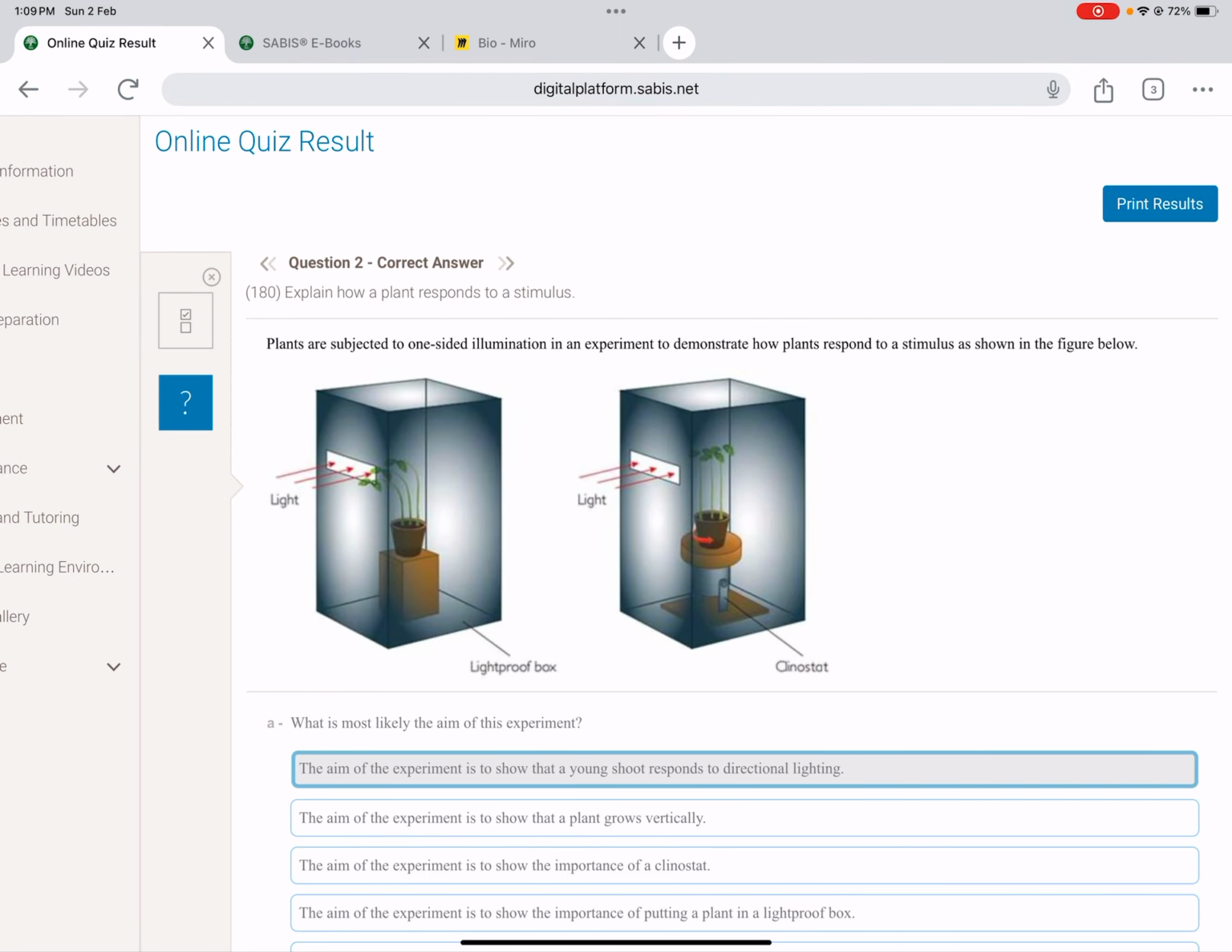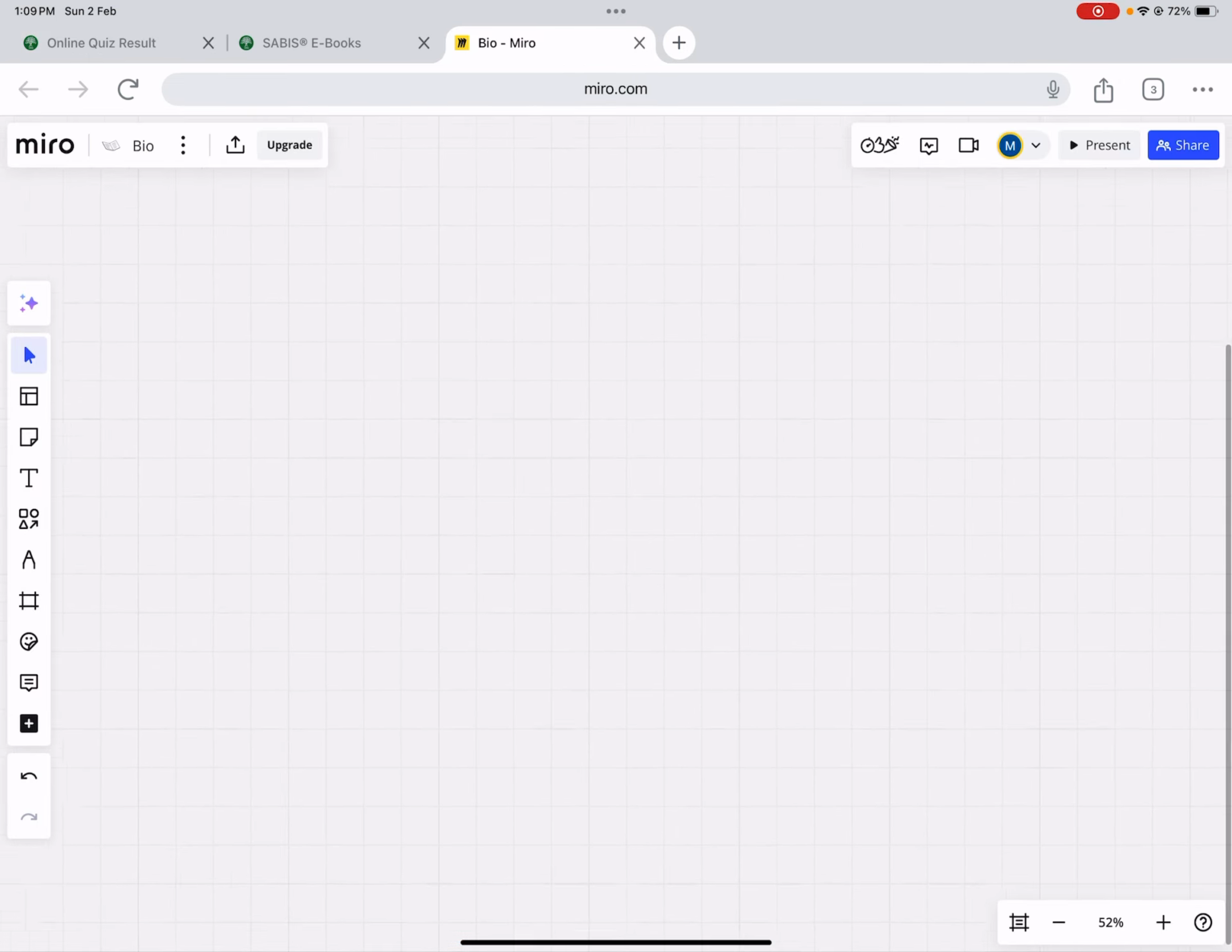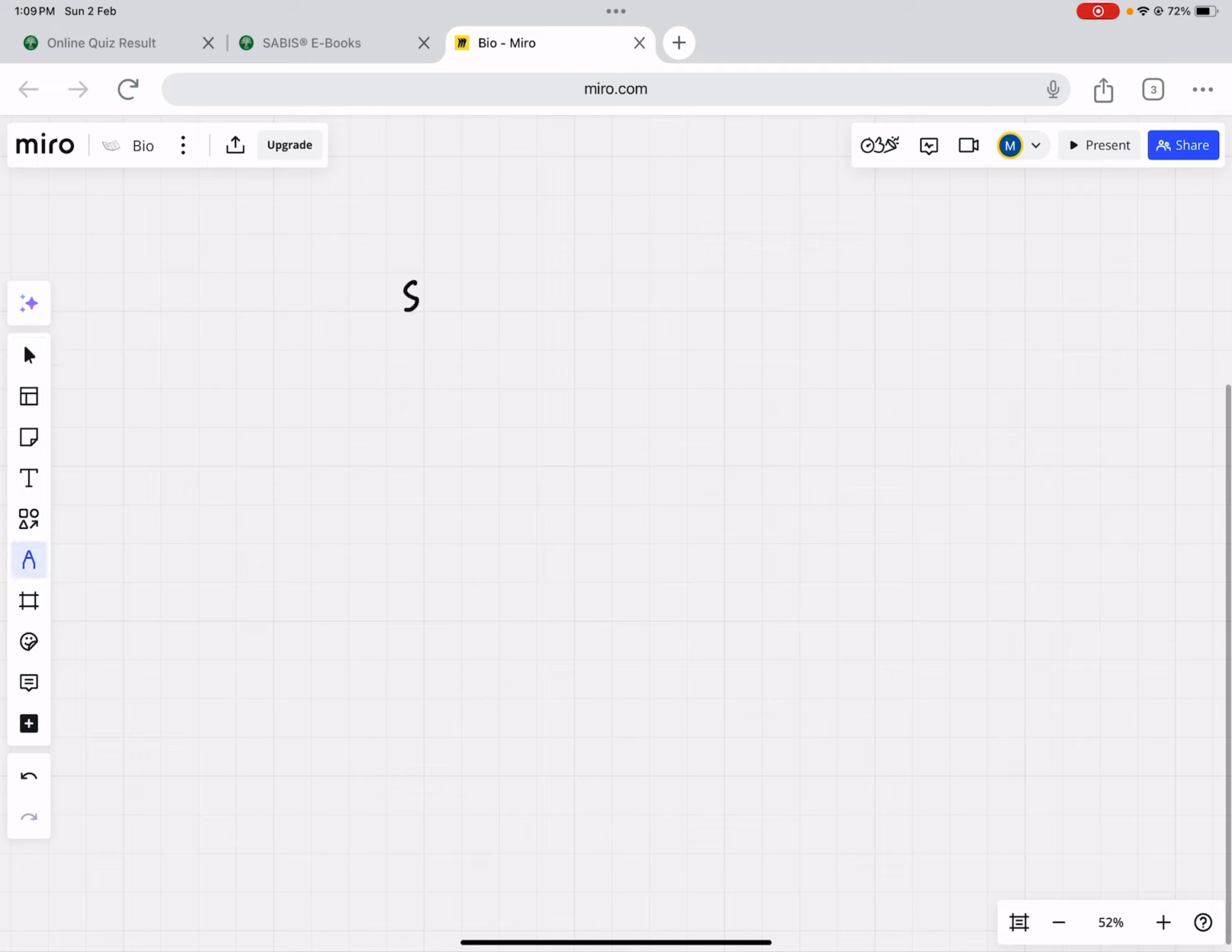Okay, plants are subjected to one-sided illumination to describe how plants respond to a stimulus. So I'm going to talk about more than one thing in this question. First, what is a stimulus? A stimulus is any change in the environment. And one characteristic of living organisms is that they can respond to this stimulus.